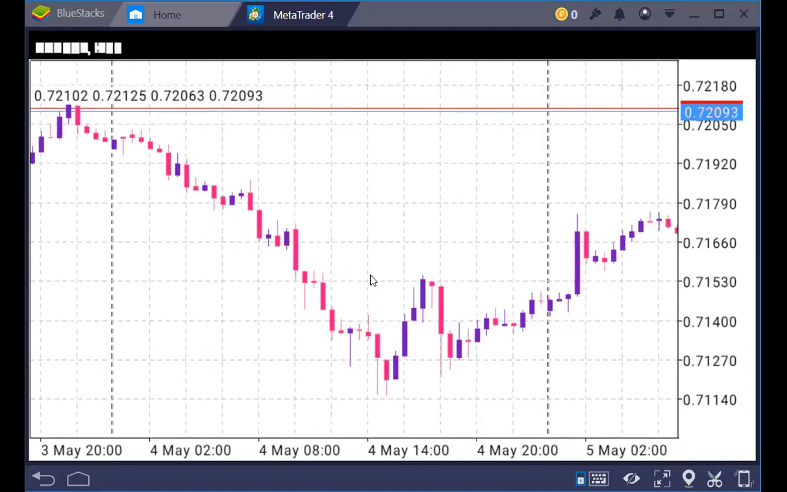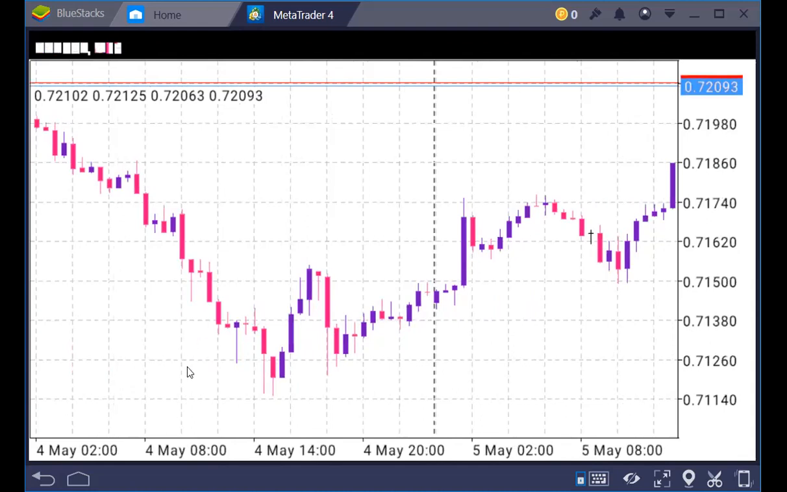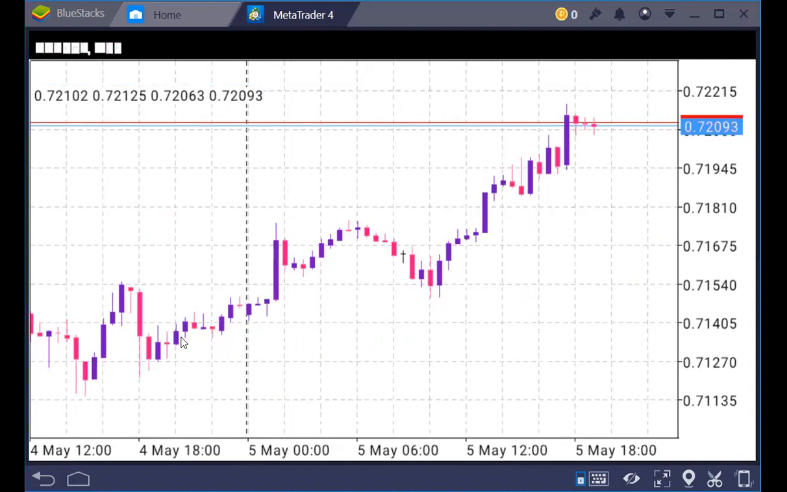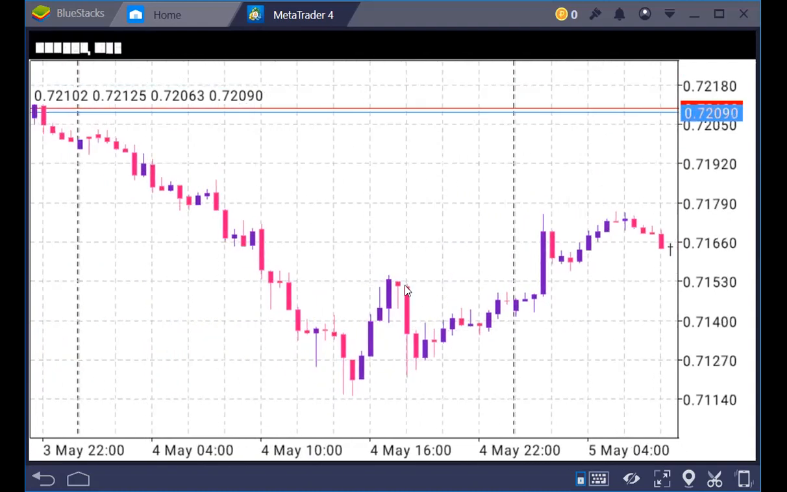So what is a support level? It is the level or the zone where the price moves and hits, and at that zone, instead of price breaking it, price begins to bounce back and begins to move upwards.